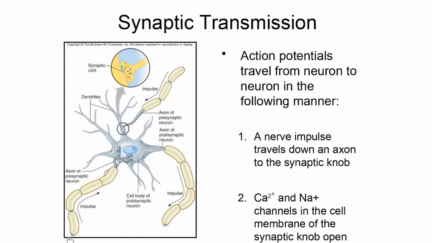So here's what happens when we get this movement of the signal from the synaptic knob of one axon to the cell body or the dendrites of another neuron. We get a nerve impulse. It's going to travel down the axon to the synaptic knob. And on that synaptic knob, we have calcium channels and we have sodium channels. And when the action potential or the electrical signal gets to that synaptic knob, we're going to have calcium and sodium channels that actually open up on that structure.